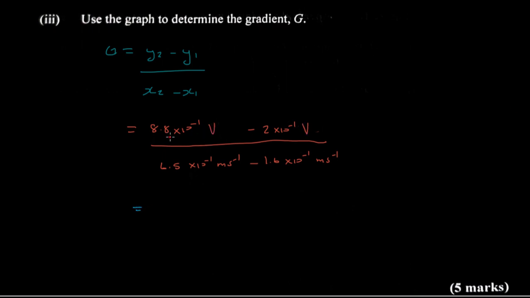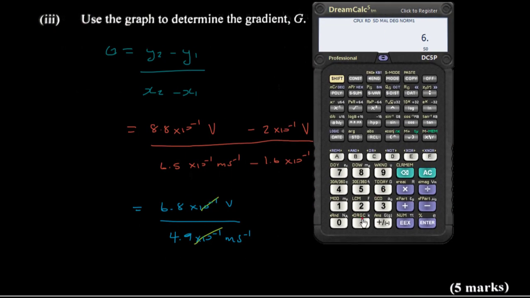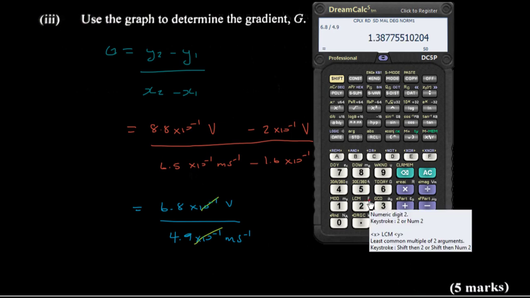So now, simplifying this, this is going to be 6.8 times 10 to the minus 1 volt divided by 6.5 minus 1.6, that's going to be 4.9 times 10 to the minus 1 meter per second. Now what we see is that since we have 10 to the minus 1 and 10 to the minus 1 right here, they both cancel off. So we now have 6.8 divided by 4.9. So let's take the calculator quickly. 6.8 divided by 4.9 is going to give me 1.39.